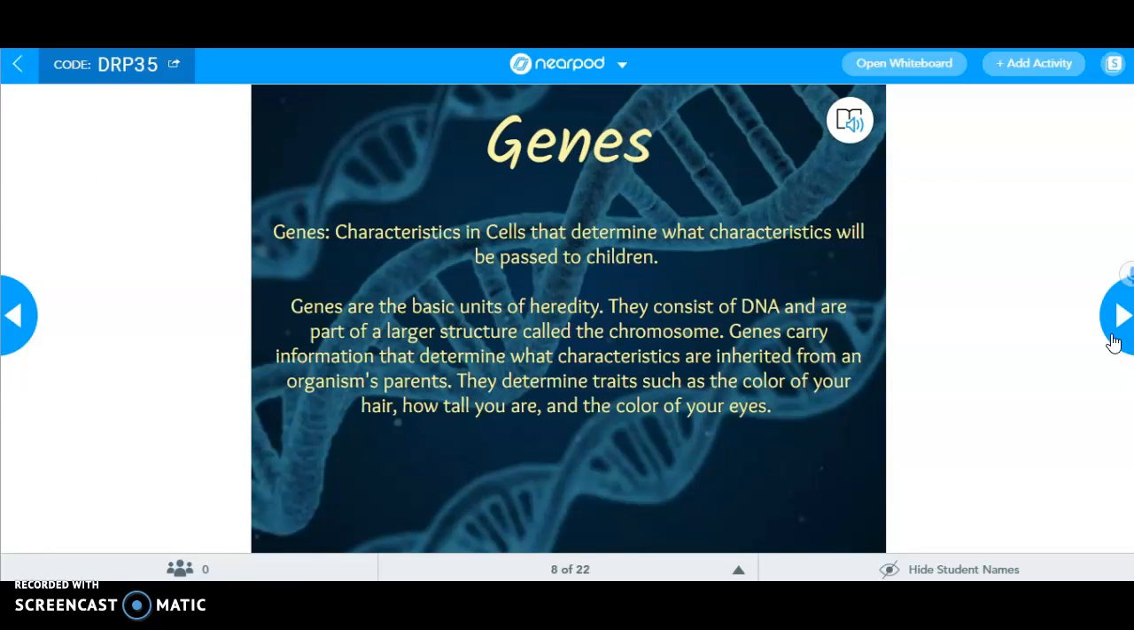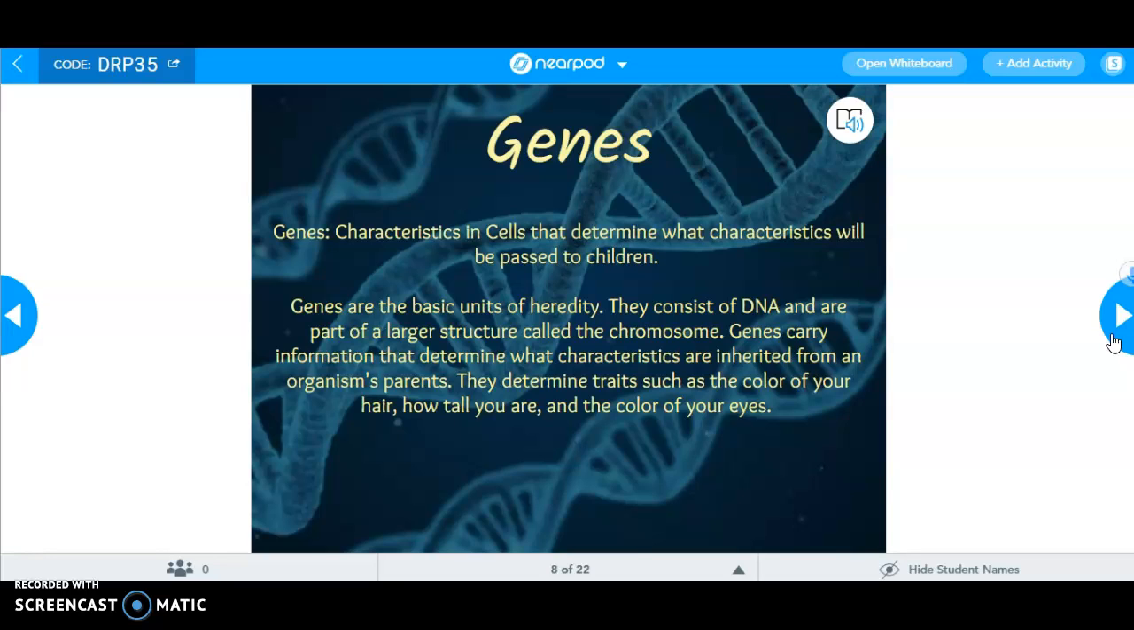Genes, it's another thing that we need to go over. Genes are characteristics in the cell. So inside the cells are these tiny little instructions that tell what type of traits a kid will get. Tiny little instructions that tell the body what color eyes you have. Tiny little instructions to tell you what color your hair is going to be. Tiny little instructions to tell you what color your skin is going to be. And that's all inside of the cell.